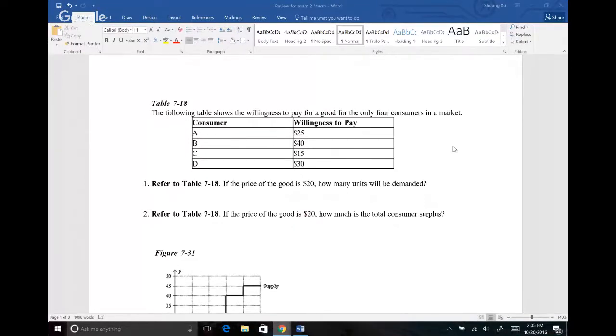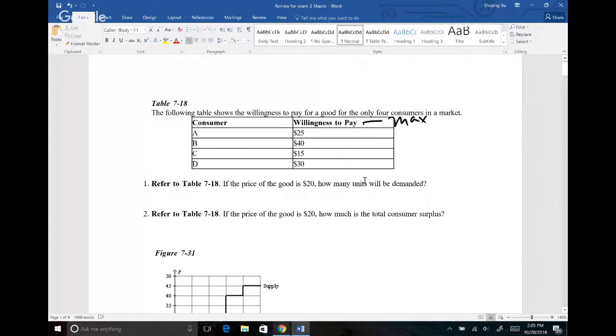All right, so first question. The following table shows the willingness to pay for a good for the four consumers in a market. Now remember, guys, willingness to pay is the maximum you're willing to pay for the good. Consumer A is willing to pay $25, consumer B a maximum of 40, consumer C a maximum of 15, and consumer D a maximum of 30. So the question is, if the price is $20, how many goods will be demanded?